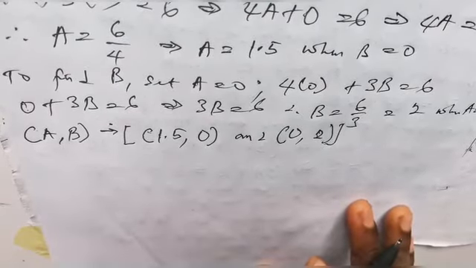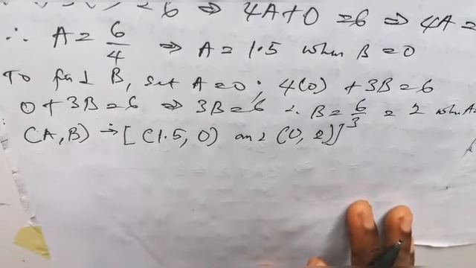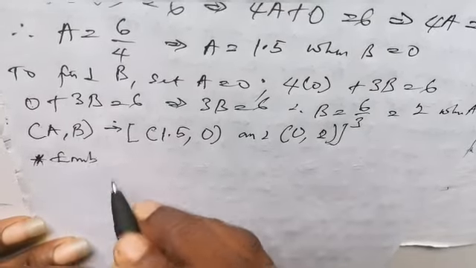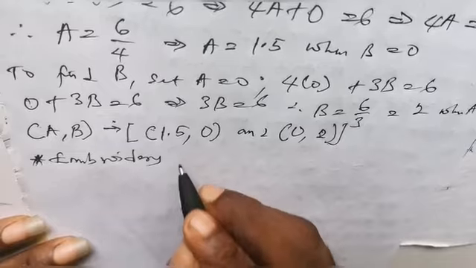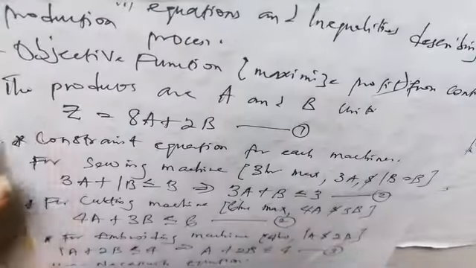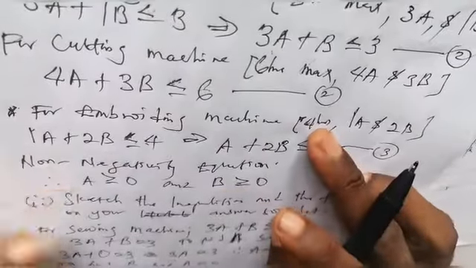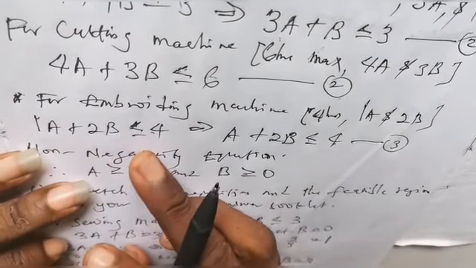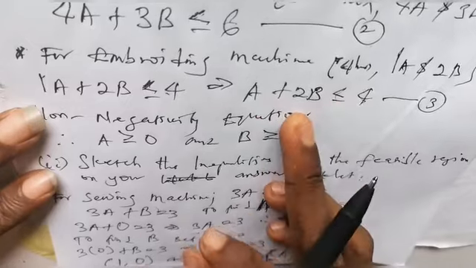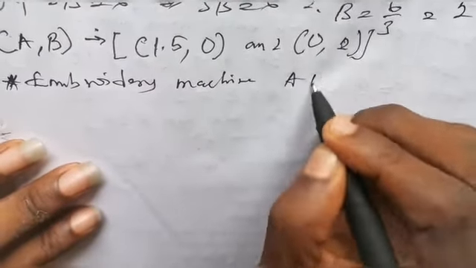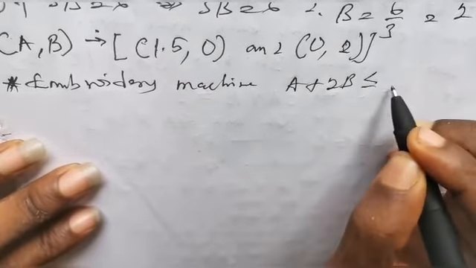Now we find the coordinates of the embroidery machine by also taking boundary conditions. For the embroidery machine, the inequality equation was obtained as 4a plus 2b less than or equal to 4. Simplified, a plus 2b is less than or equal to 4. So the inequality equation is a plus 2b less than or equal to 4.